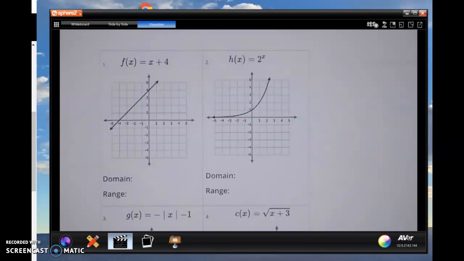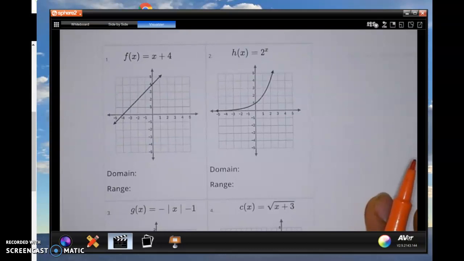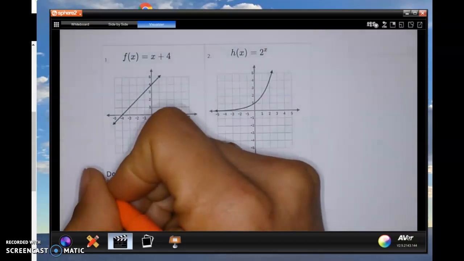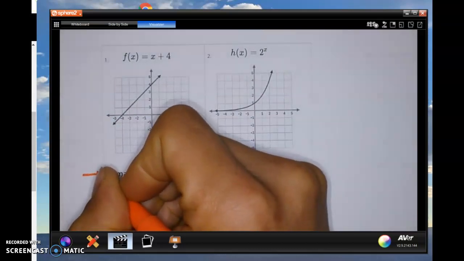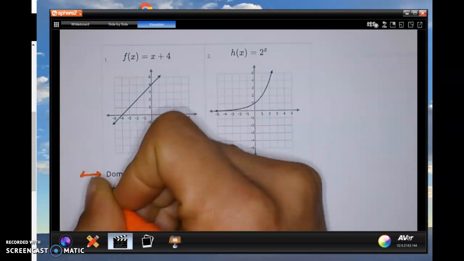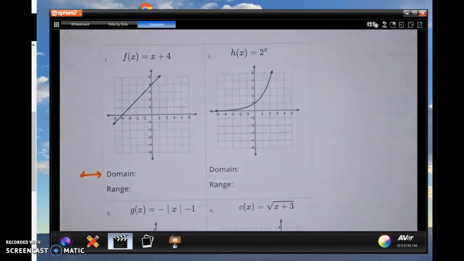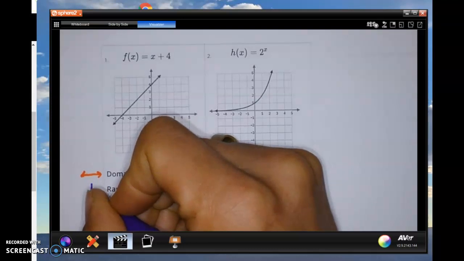So again, today we're going to be just reviewing domain and range one last time. For those of you who either weren't here last class or don't remember, domain is the horizontal and the range is the vertical.